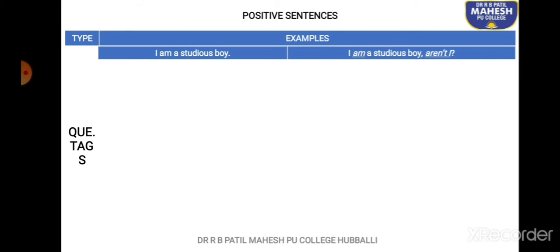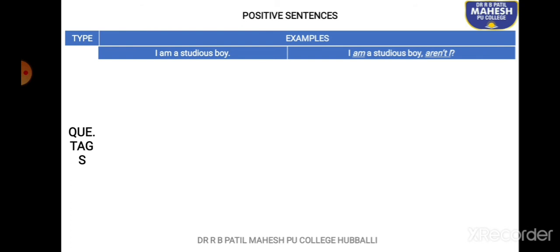I am a studious boy, full stop, is an assertive sentence. The changes are as follows. First change is remove the full stop and place a comma. Second, very simple rule is find an auxiliary verb. So what is an auxiliary verb? Helping verb. Here am is an auxiliary verb. Take am and change it.